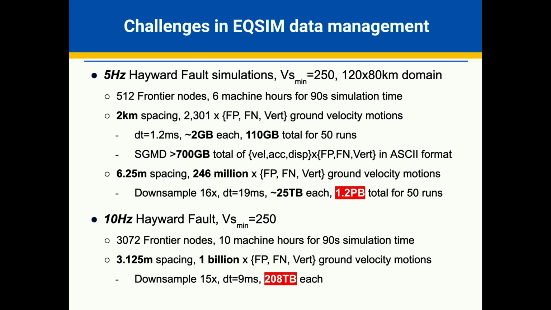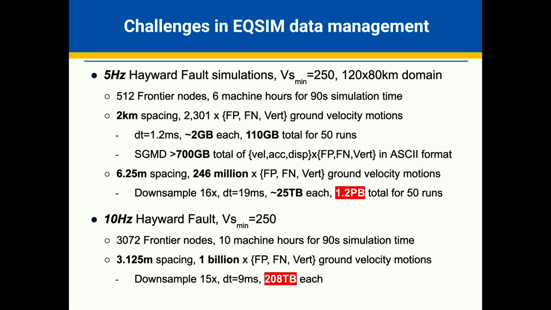You can even download things in your computer or even just your cell phone. And for the PEER database, the SGMD database, it stores in the ASCII format, and it stores velocity and also acceleration and displacement in the normal, parallel, and vertical directions. It's a little over 700 gigabytes, still somewhat manageable. However, if we switch to a finer resolution where the grid size of our simulation, so the top surface grid size of our simulation is 6.25 meters, that results in 246 million grid points just for one simulation.